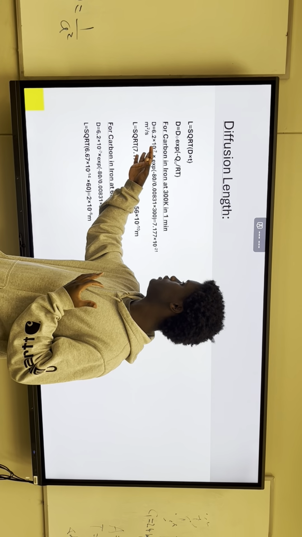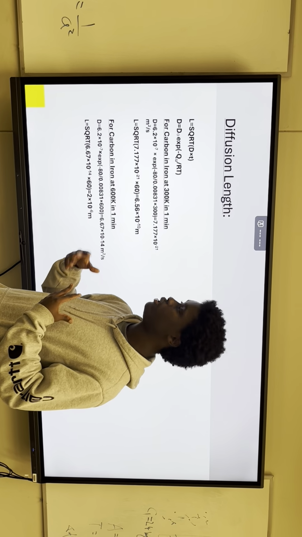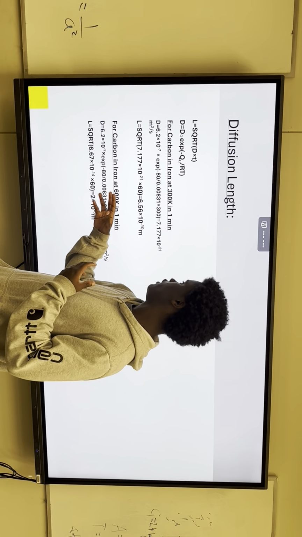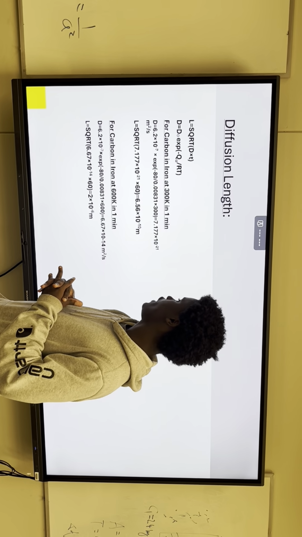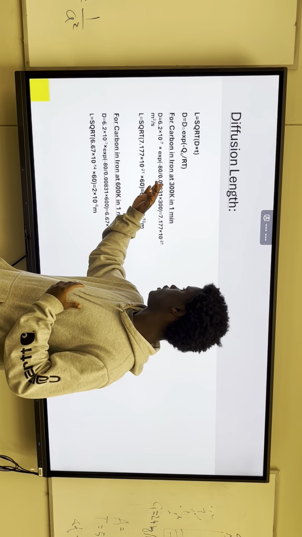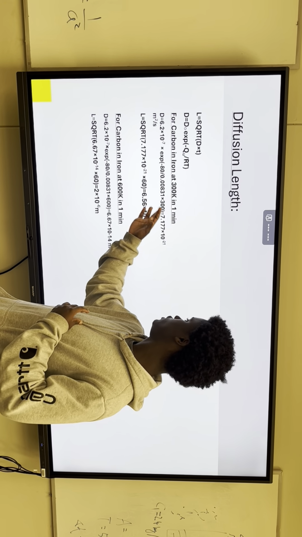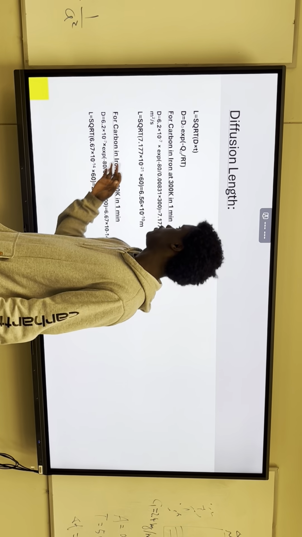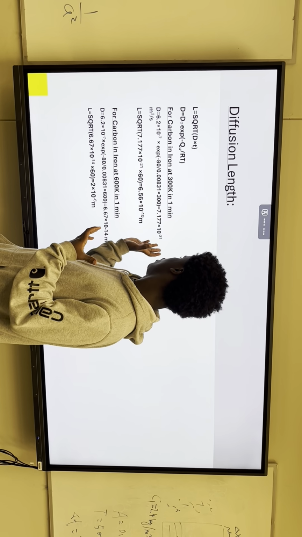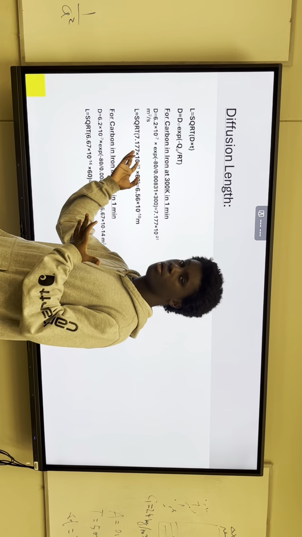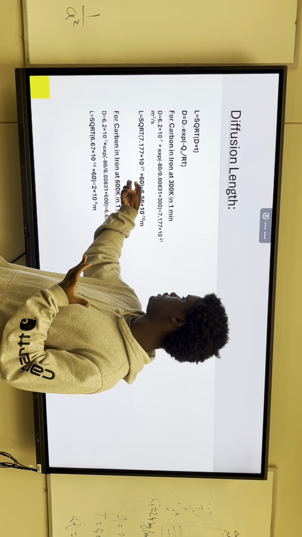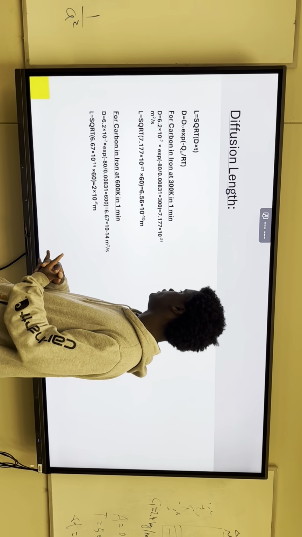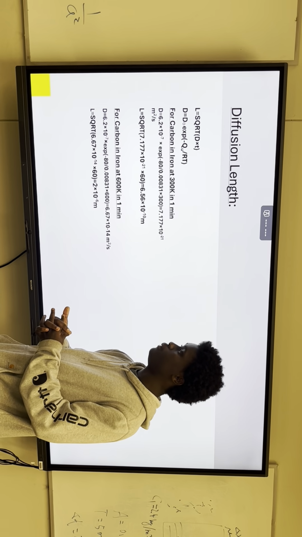To find D, we're going to plug in the numbers. D naught in our case, the diffusion coefficient of carbon in iron, is 6.2 times 10 to the minus 7. So we plug that in, and the activation energy is 80 here. We plug in all the numbers, and that's what we got for D, 7.177 times 10 to the minus 21 meters squared per second. Once we have that number, we plug it in the original formula, times 60, 60 being 60 seconds because we were asked to find it in 1 minute, and we obtain the result being 6.56 times 10 to the minus 10 meter.